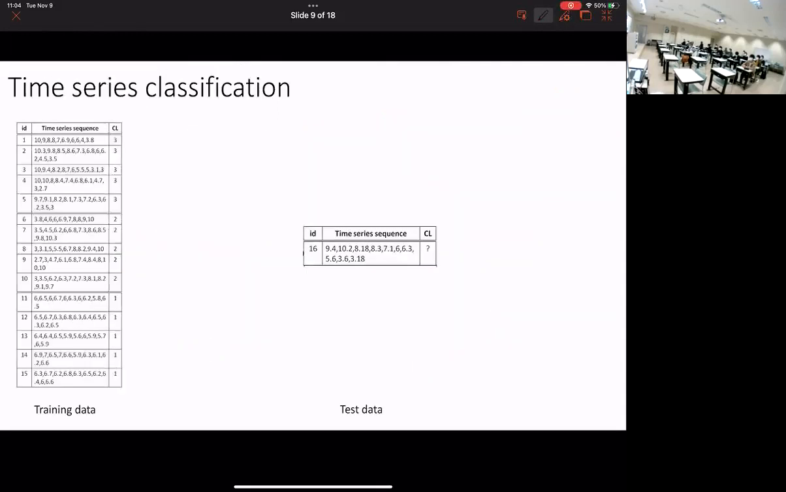Now, this is how it looks. This is just the ID. I will give you the ID and then I am giving you time series data. In addition to time series data, I am providing you the class labels.